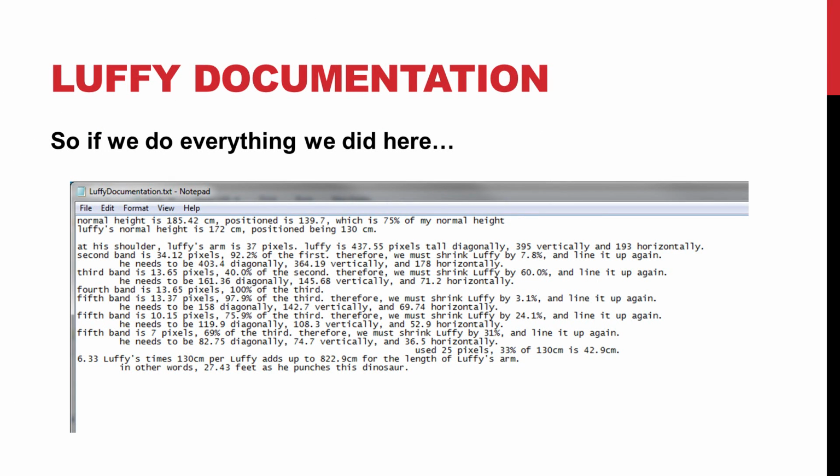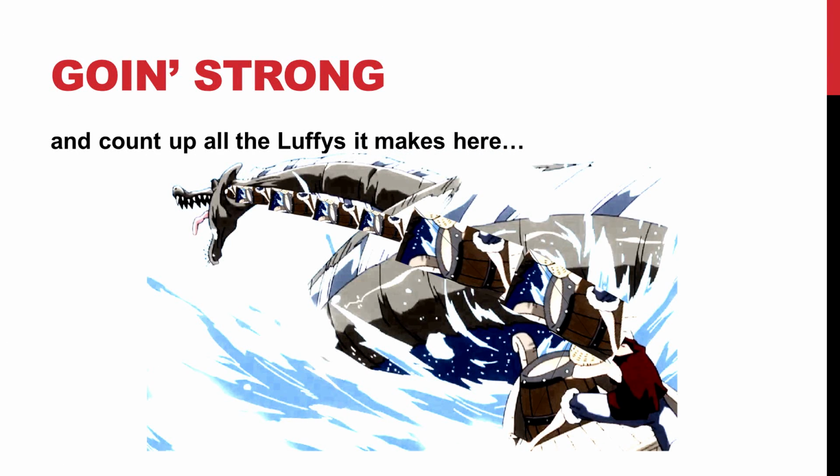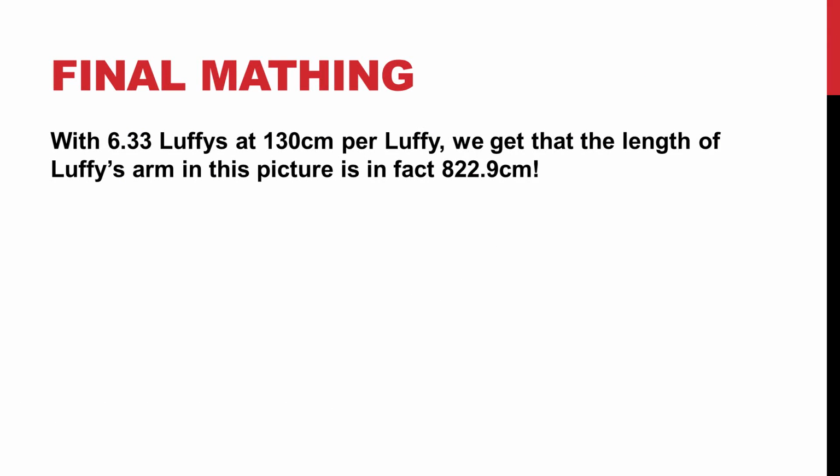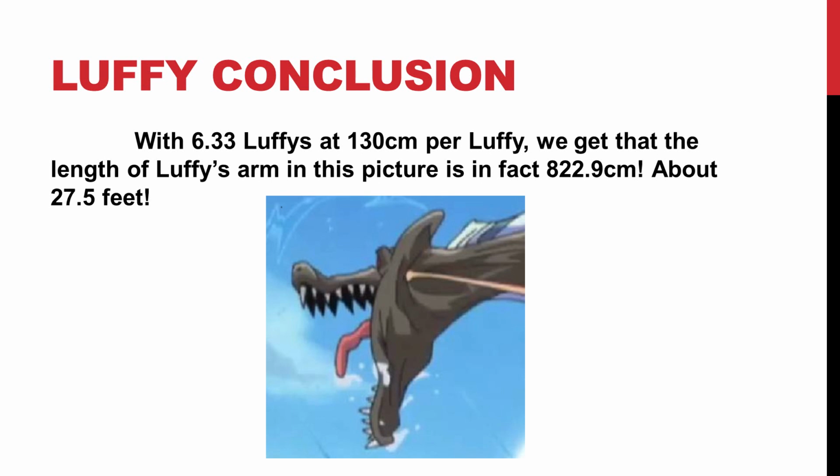The current image is what we called our Luffy documentation, or what we wrote up to set up a 3D perspective to measure the actual length of Luffy's arm, as it is a 3D object in the image. The reference used was Luffy's positioned height. After counting all the Luffys generated by setting up a proportion through the shrinking of Luffy's arm as it passes into the background, with 6.33 Luffys at 130 centimeters per Luffy, we get that the length of Luffy's arm in this picture is actually 822.9 centimeters, which is also about 27.5 feet long.